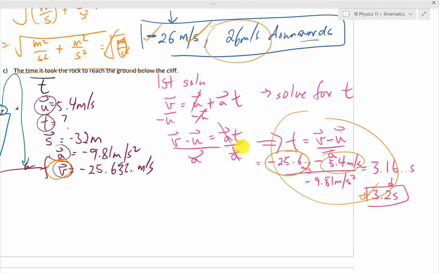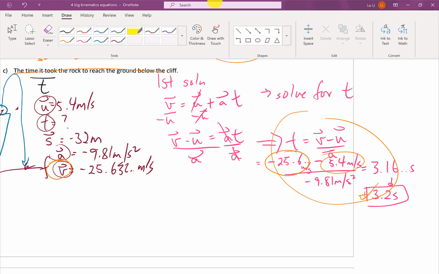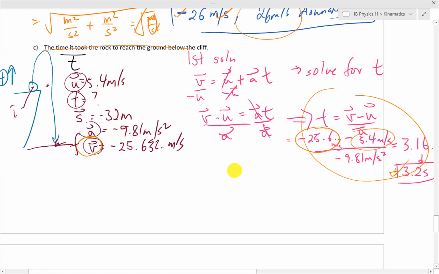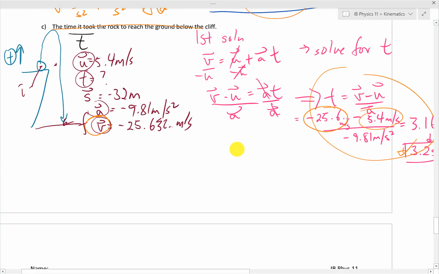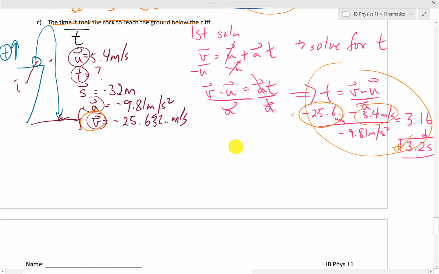The next solution, which is I would say a little bit more mathy for sure. And you can look at my other videos on how to do this on a graphing calculator.